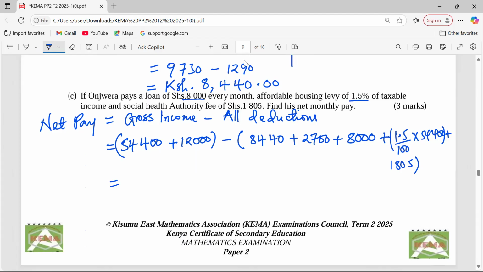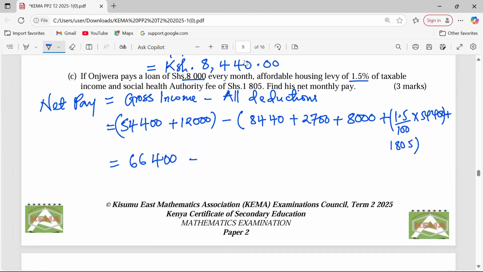So now, when we get 54,400 and we add 12,000, I'm getting a gross income of 66,400. Then all deductions now are totaling to 21,761. All the deductions made from Onjwera's income. So from this, I'm going to get a net monthly pay equivalent to 44,639 Kenyan shillings. So that's how we work it out.